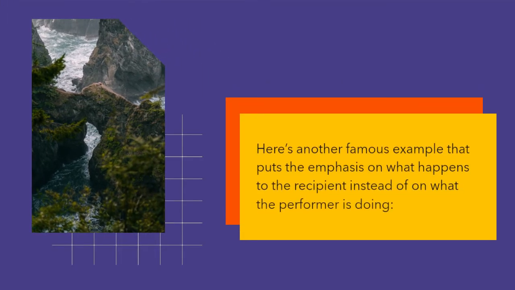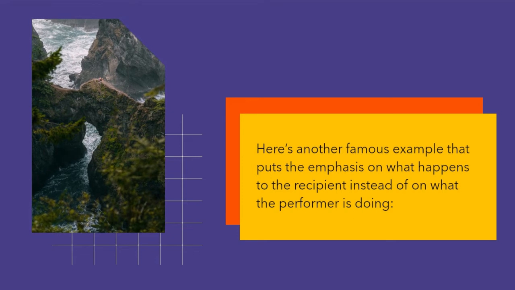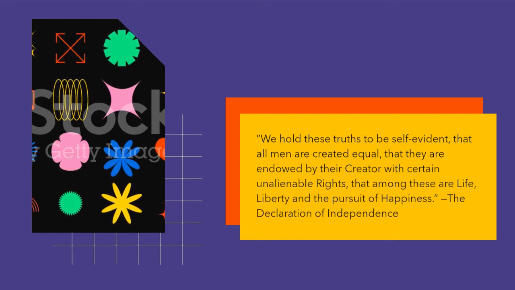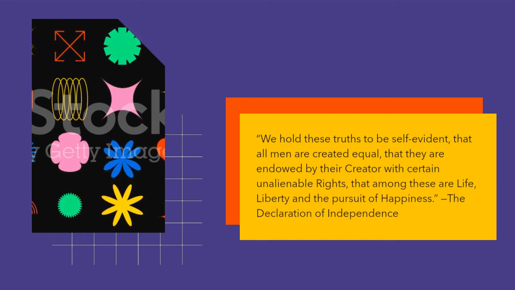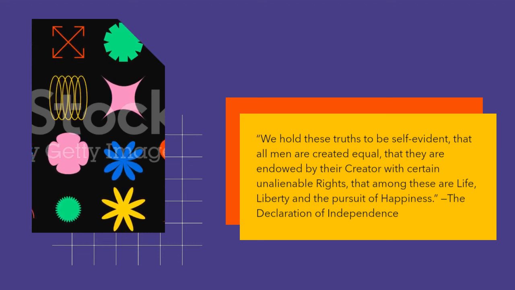Here's another famous example that puts the emphasis on what happens to the recipient instead of on what the performer is doing. We hold these truths to be self-evident, that all men are created equal, that they are endowed by their Creator with certain unalienable rights, that among these are life, liberty and the pursuit of happiness.